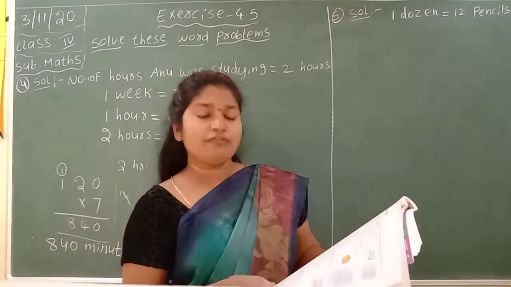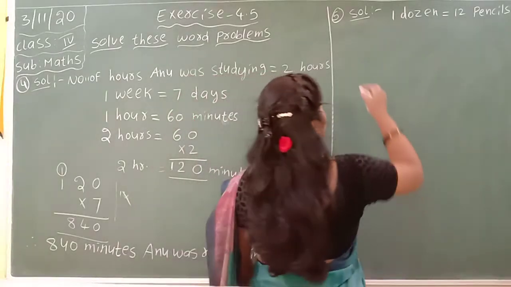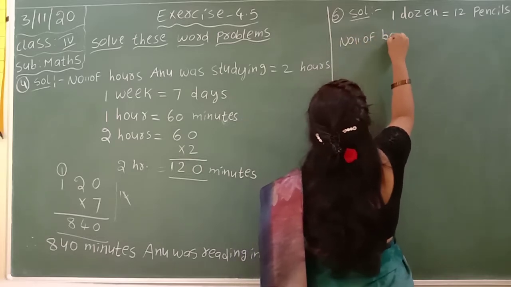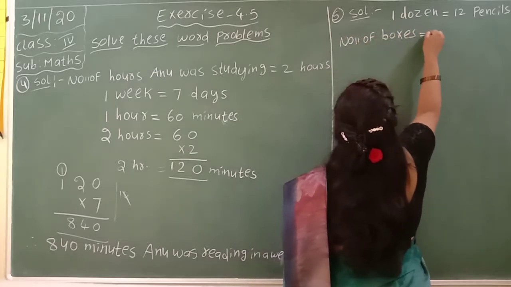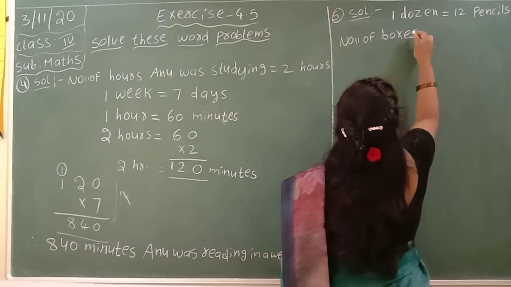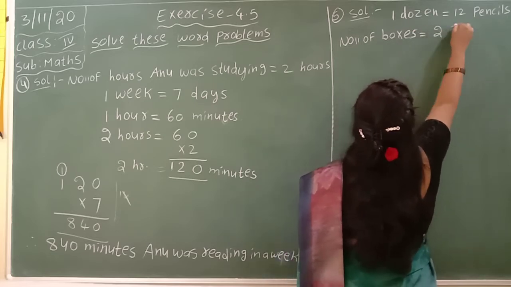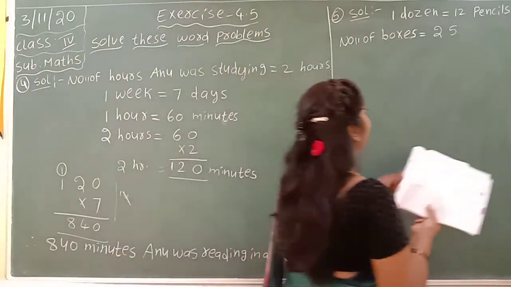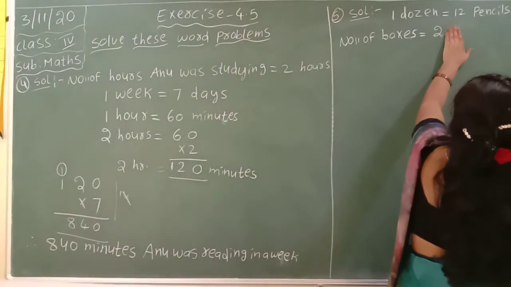NOOF means number of boxes. Number of boxes is equal to 20 only. They gave it as 20.